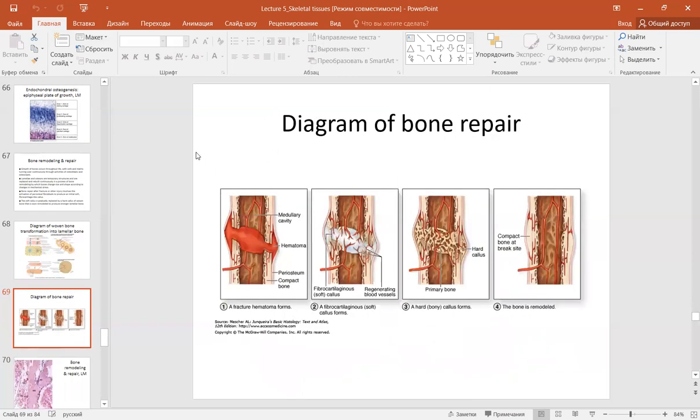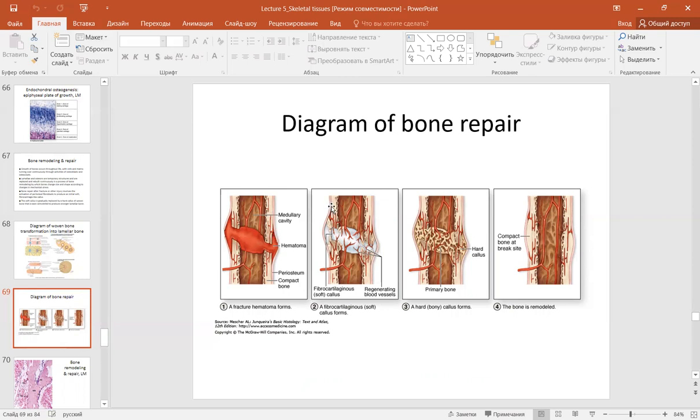Diagram of bone repair. The fracture hematoma forms. The damaged blood vessels are leaking the blood, which is covering the damaged space between the damaged parts of the bone. The fibrocartilage and soft callus formed instead of the blood cells.